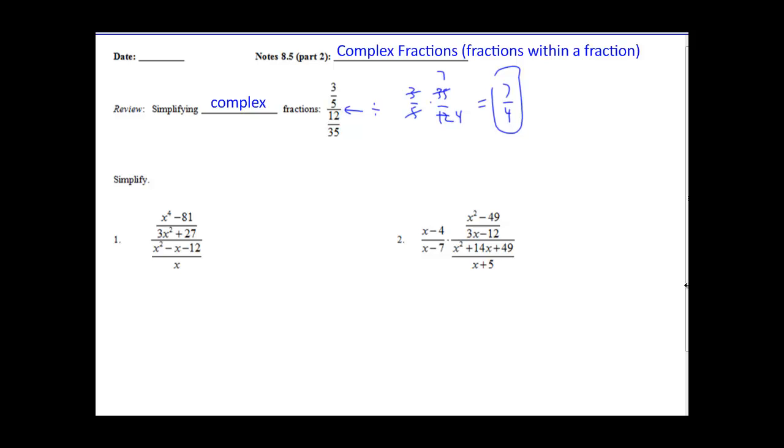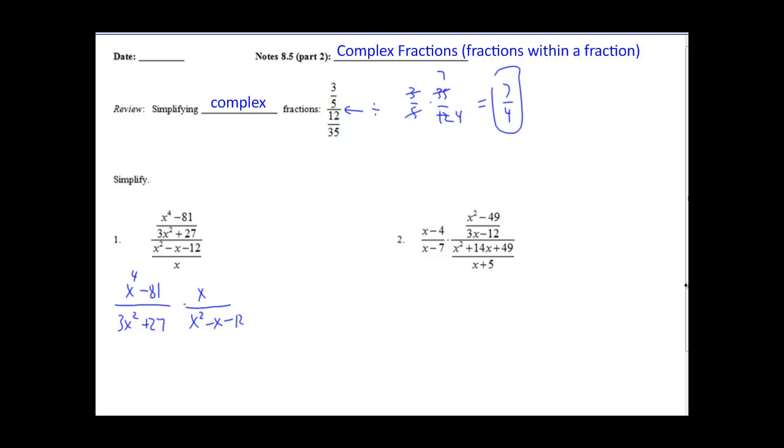With rational expressions, it's kind of the same thing. We need to get to that first step, where we just rewrite it so it looks like a multiplication problem, hopefully then factor, and then cancel and write restrictions. So on the first one, we take the first fraction, x to the 4th minus 81, divided by 3x squared plus 27, times, and then we're going to take the x squared minus x minus 12 and flip it. So we have x over that x squared minus x minus 12.